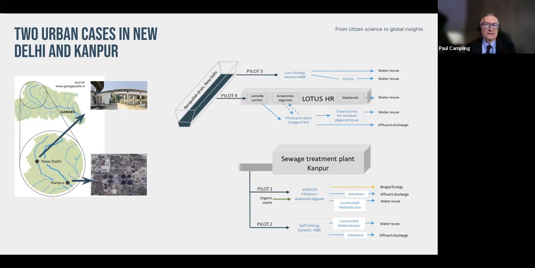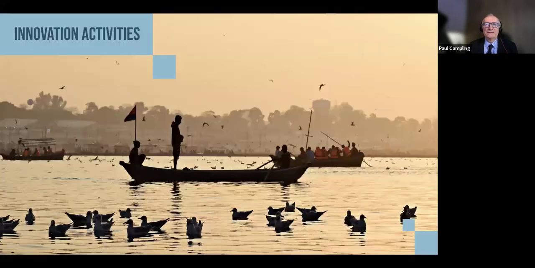And in addition to that, downstream of this treatment plant is an existing irrigation scheme, which uses the treated wastewater for irrigating rice and wheat. So that's the situation of our two case areas. I'll go briefly through, next slide, please.